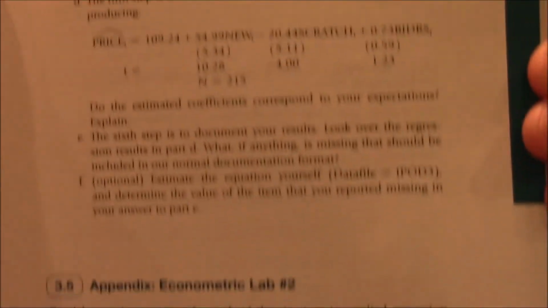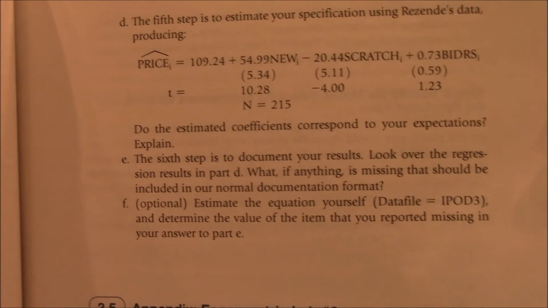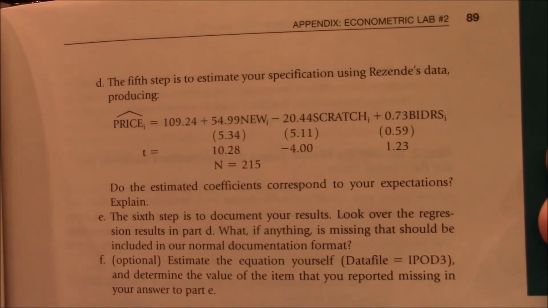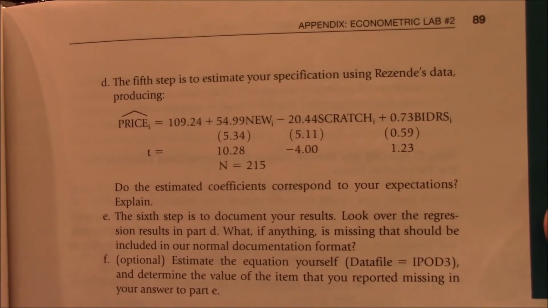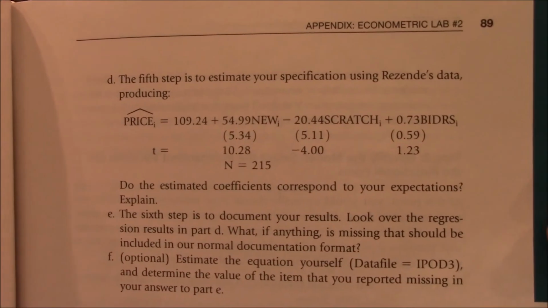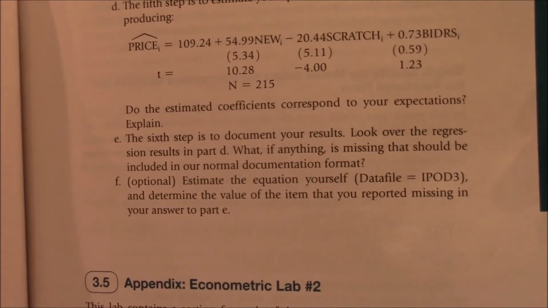The sixth step is to document your results. Now, this is a nice question here. That's missing something that you would normally include. It's missing an important number. So have a look at that and figure out what important number it's missing. And that's all you have to do in E, is say what it is that's missing.